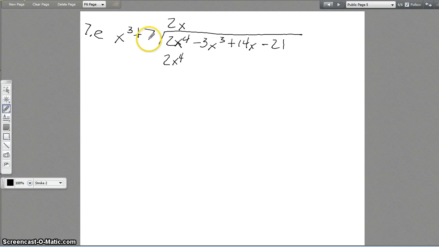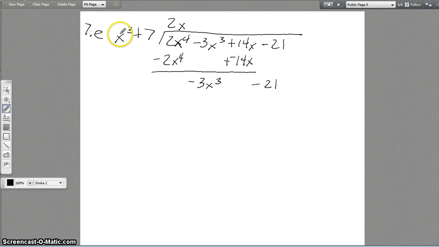Here's where you've got to be really careful. You've got to put it in the x column. So we need to put that over here in the x column, and that's a positive. Now we draw our line, and we flip our signs. Well, 2x to the 4th minus 2x to the 4th, that's 0. 14x minus 14x, that's 0. So now we need to bring down our other terms. We have a negative 3x cubed and a negative 21.